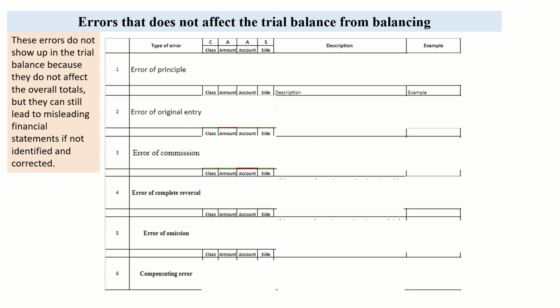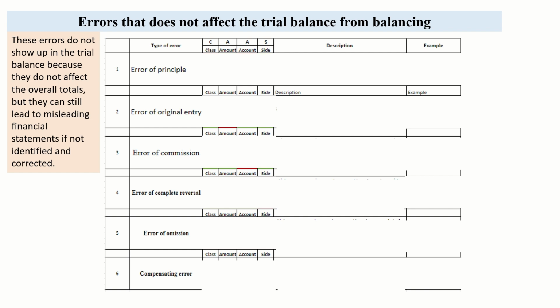These are some of the errors that do not affect the trial balance from balancing. These errors do not show up in the trial balance because they do not affect the overall totals, but they can still lead to misleading financial statements if not identified and corrected.